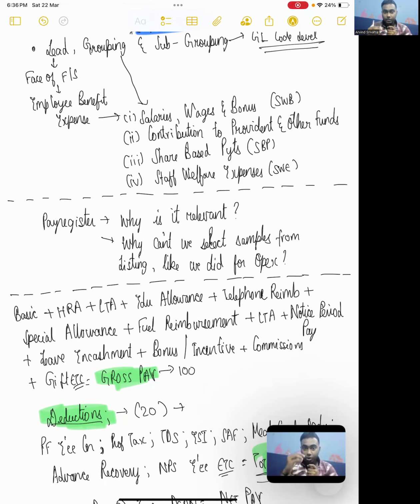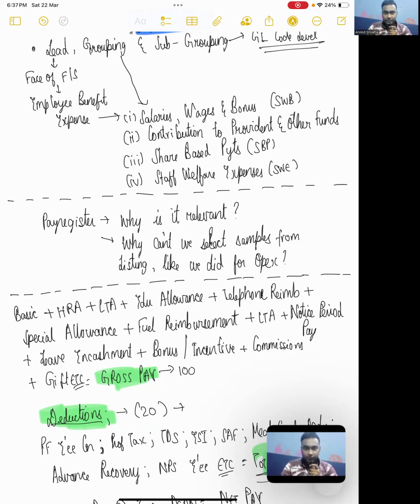Here it is the employer's contribution. Remember, guys, employee's contribution will not come here because employee's contribution will be a recovery from the employee. So whatever the employer is giving out of his own hand will only come here, like your employer's contribution to provident fund, national pension scheme, and superannuation fund. These items will come here, and your share-based payments. Your share-based payments will be based on Ind AS 102 if it's an Ind AS client, or if it's an AS entity, it will be based on the guidance note for ESOP issued by ICAI. Then your staff welfare expenses.